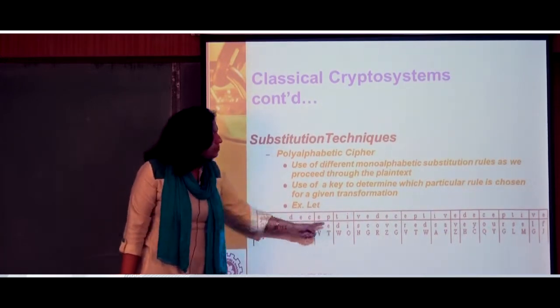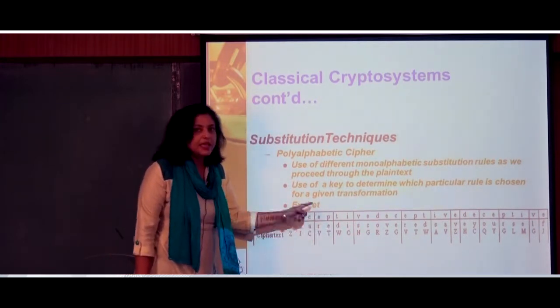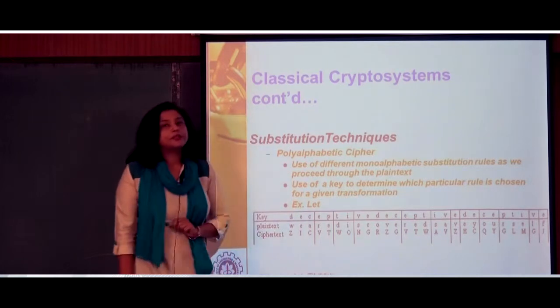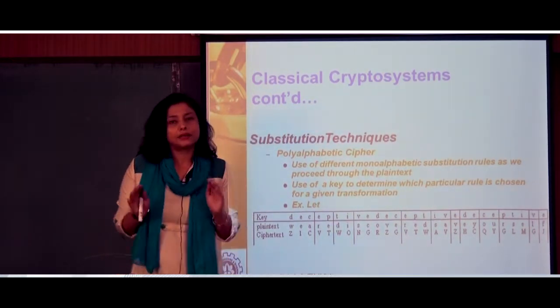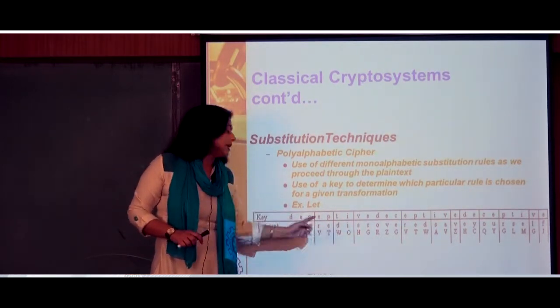So, this is called polyalphabetic substitution. Like the same letter in different points of the text will have different ciphertext. So, it becomes very difficult for the hacker to hack the code. Now, let us see how we are doing it.